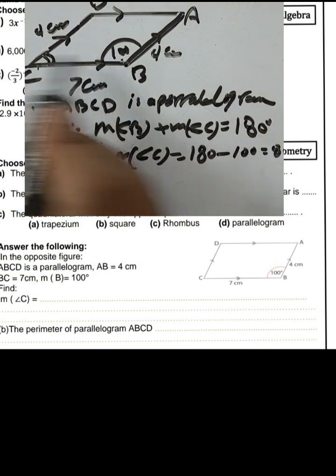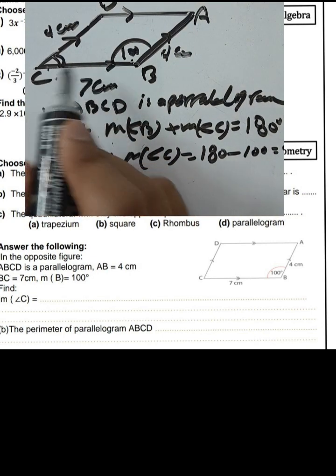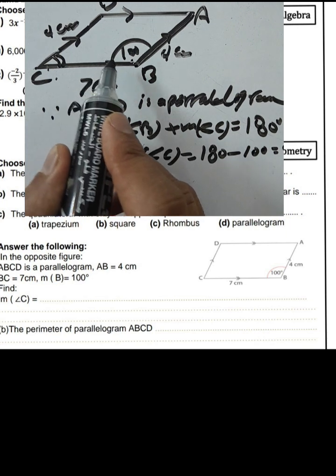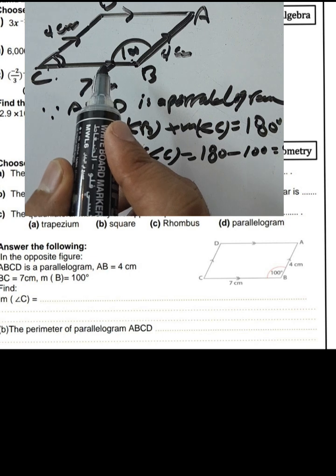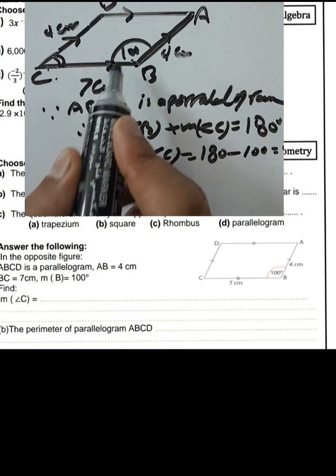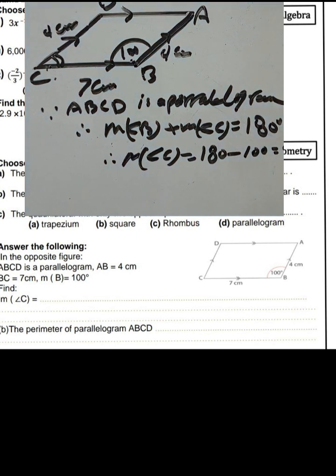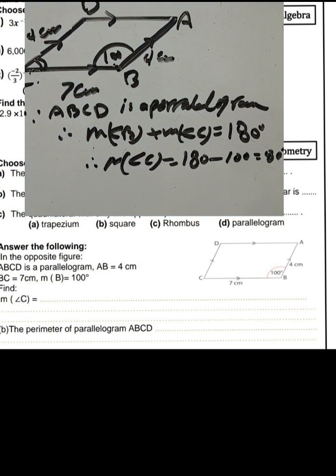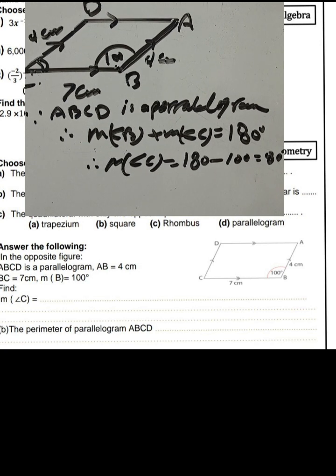It's about the parallelogram. Each pair of adjacent angles are supplementary angles, the sum of them is 180 degrees. We call it supplementary angles. The sum of them, B plus C, equals 180 degrees. Then the measure of angle C will be 80 degrees, and then we can find the perimeter.